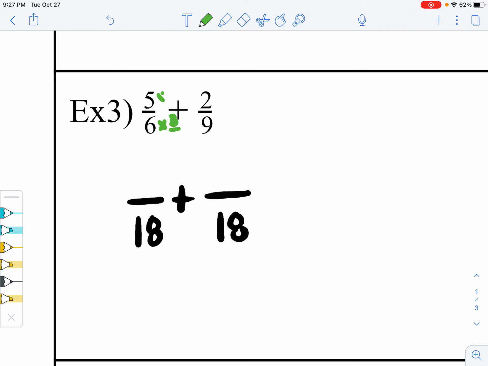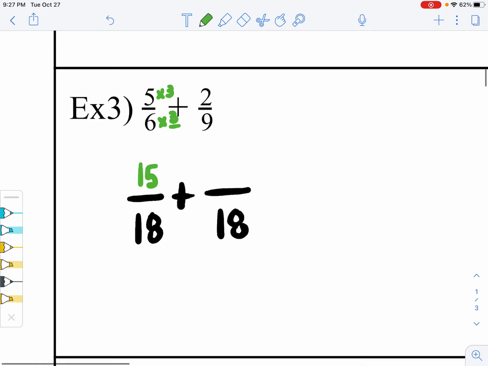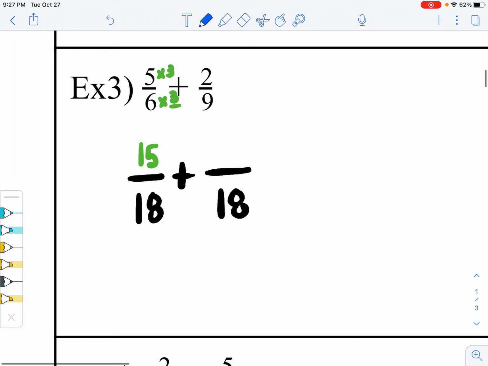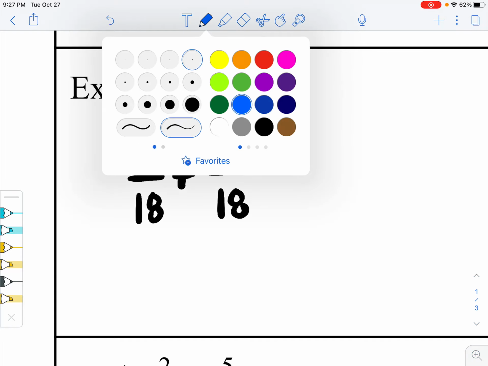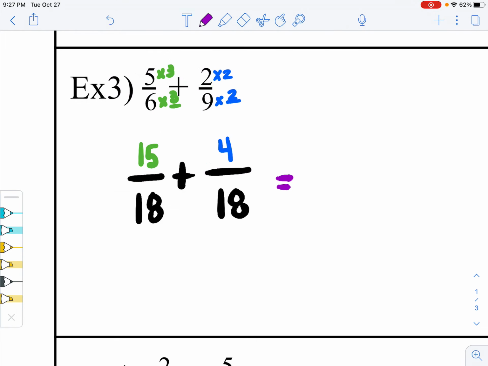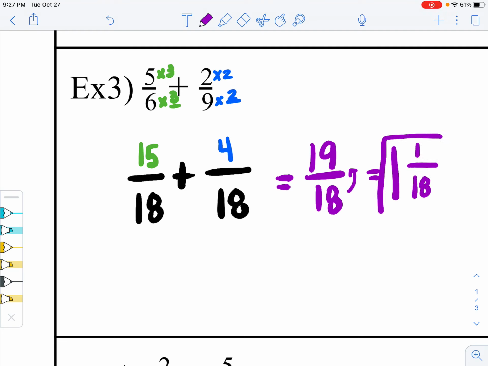6 times 3 is 18, so 5 times 3 is 15. On the other side, we have 9 times blank gives me 18, or 18 divided by 9 is 2. 9 times 2 is 18, so 2 times 2 is 4. We just created new fractions that have a common denominator, and our numerators are now able to be added. 15 plus 4 is 19 over our common denominator of 18. Now, since this is improper, we're going to make this a mixed number. 18 goes into 19 one full time, with 1 remaining, out of our denominator, which stays the same.